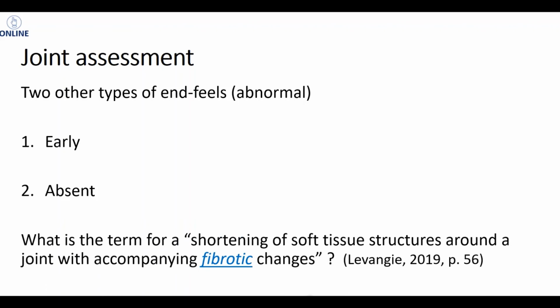And then, what is the term for a shortening of soft tissue structures around the joint with accompanying fibrotic changes? I'll let you look that up in the textbook and answer this question.